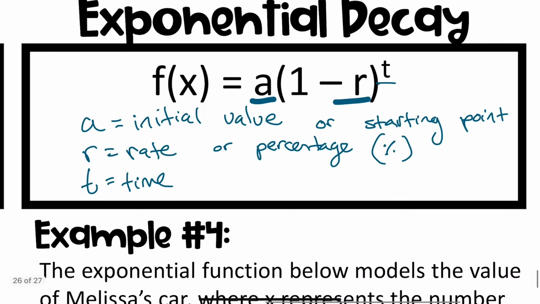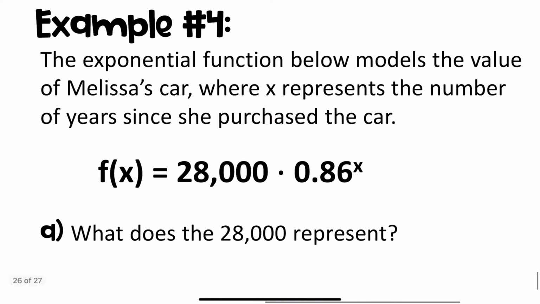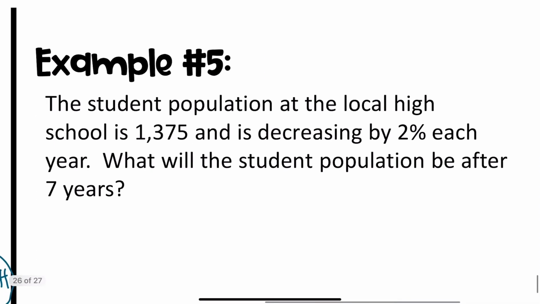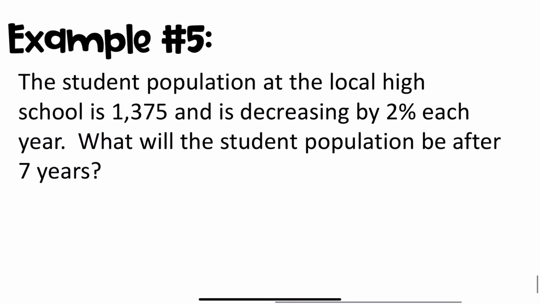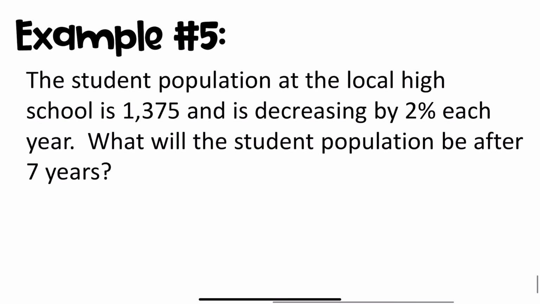So let's take this. I am going to skip example 4 for right now because we already kind of talked about that. And I'm going to go straight to example 5. Okay, so the student population at the local high school is 1,375 and is decreasing by 2% each year. What will the student population be after 7 years?